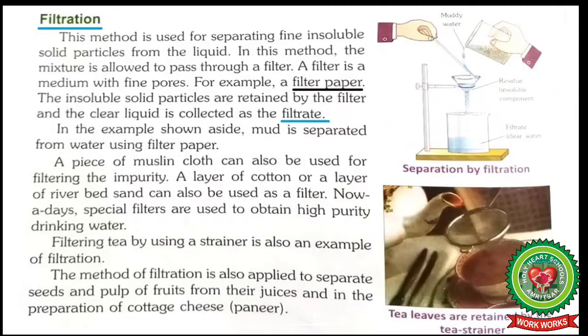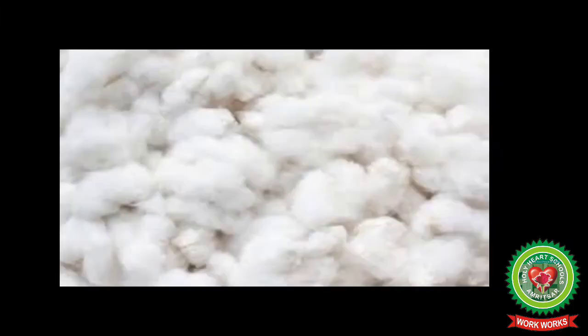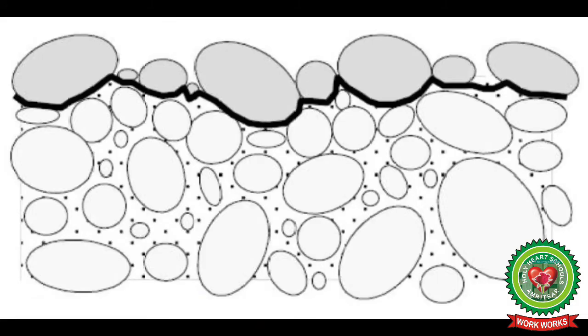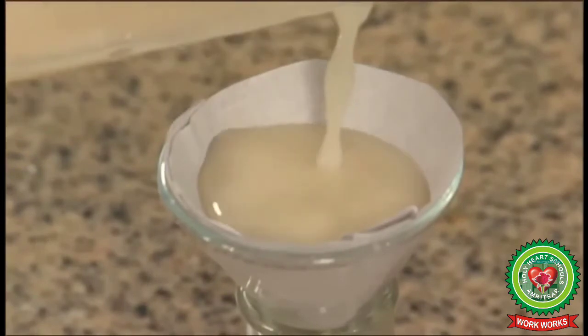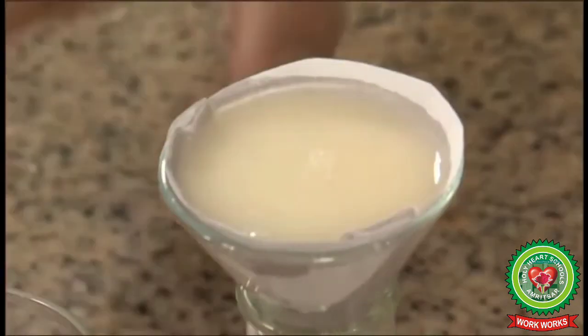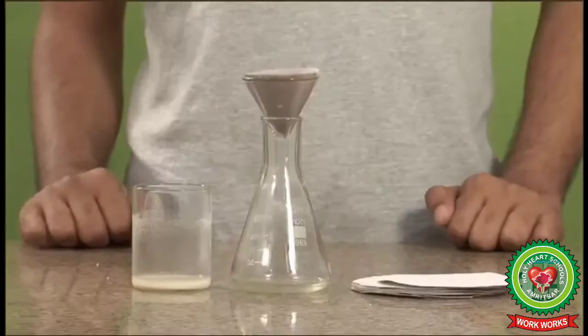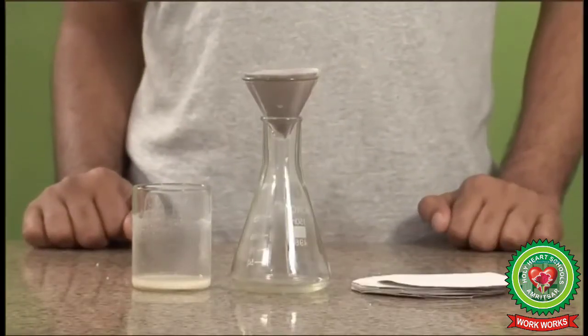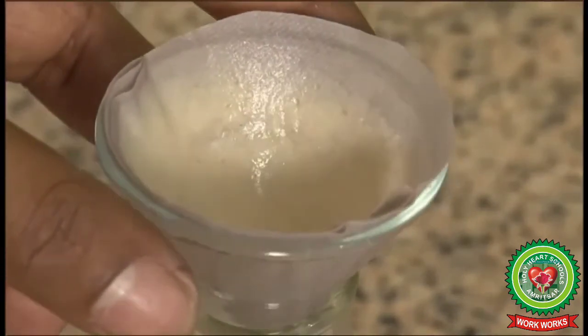There are different types of filters. Filters can be a filter paper, muslin cloth, cotton, and it can be a layer of riverbed. And on pouring the muddy water on filter paper, you will observe that the insoluble component, that is mud, will remain on the filter paper and clear water will be collected in the beaker.